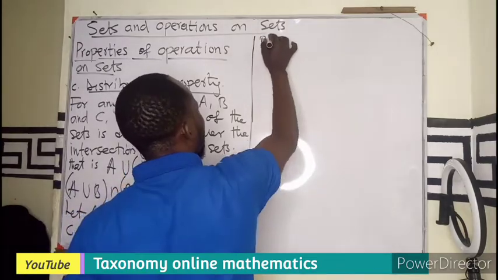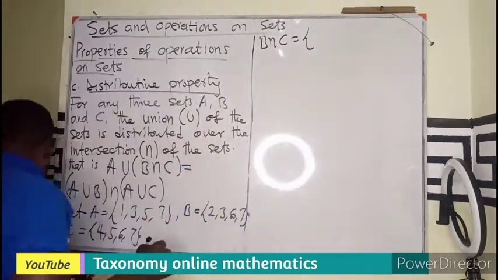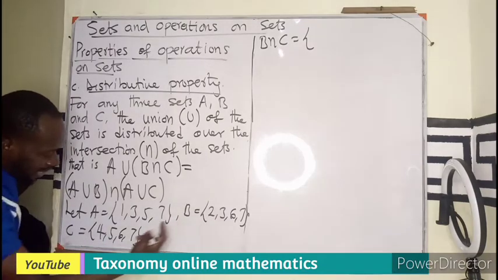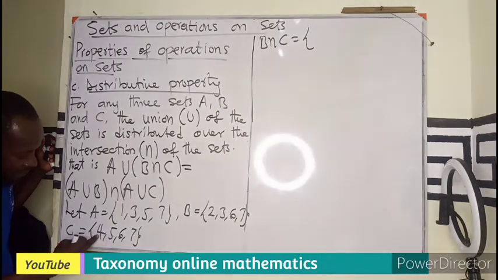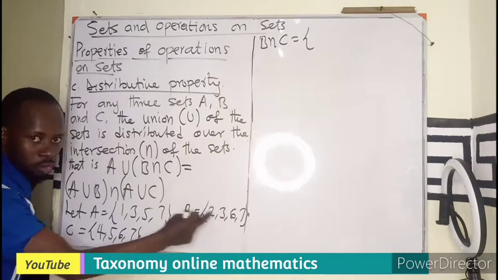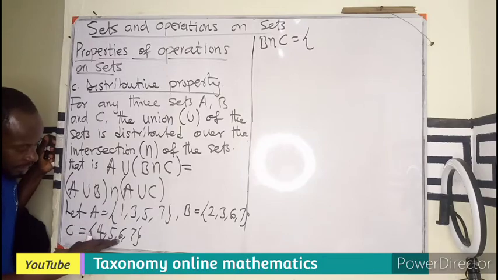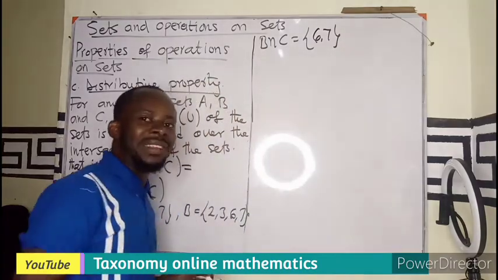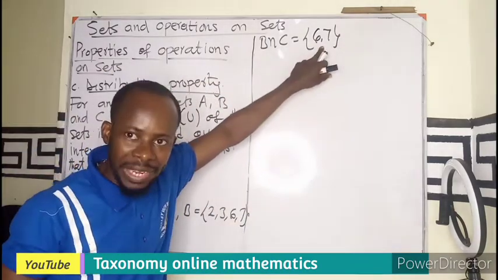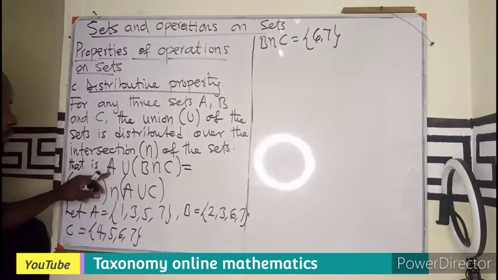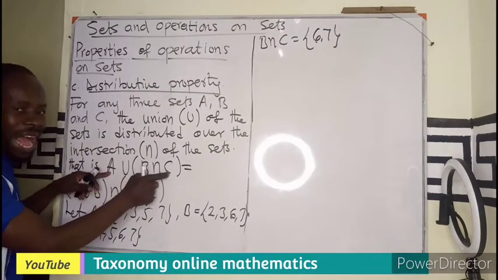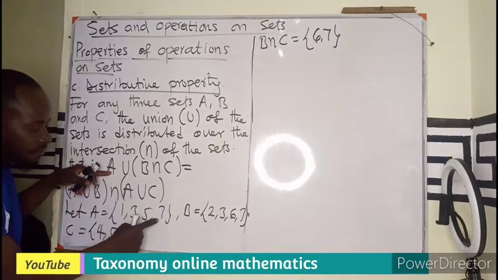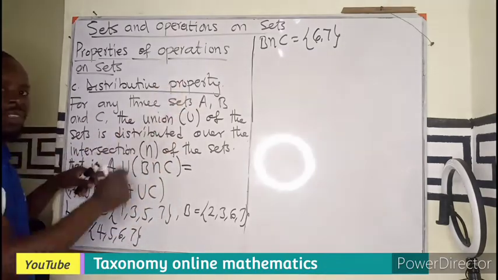So B intersection C, what will be the elements? If I look at the set B and the set C, what are the elements that are intersecting together? 6 and 7 are the intersection. So this will be combined with the set A. So A, which is 1, 3, 5, 7, union 6, 7.